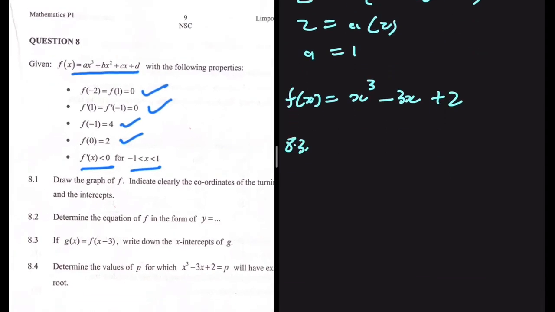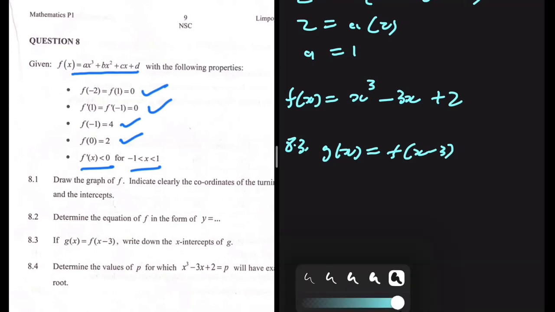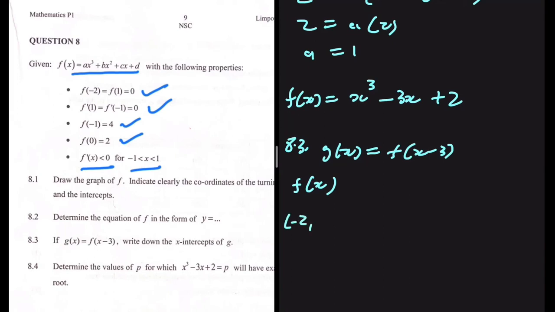8.3. If g of x equals f of x minus 3, write down the x-intercepts of g. Right, before we break down this question, let's write down the x-intercepts of f of x first. We have minus 2 and 0. We also have 1 and 0.